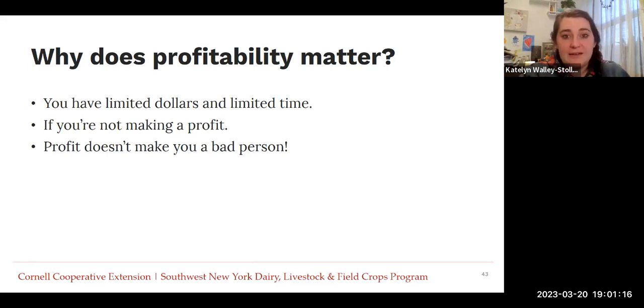So profitability and profit is something that sometimes makes farmers feel icky. And I think it's because there's this idea that if you're making a profit, you're a bad person because you're in it for the wrong reasons. But you have a limited amount of dollars and a limited amount of time. And if you're not making a profit, why are you doing this? Right? Earning a profit doesn't make you a bad person. It makes you a person who is able to buy groceries.